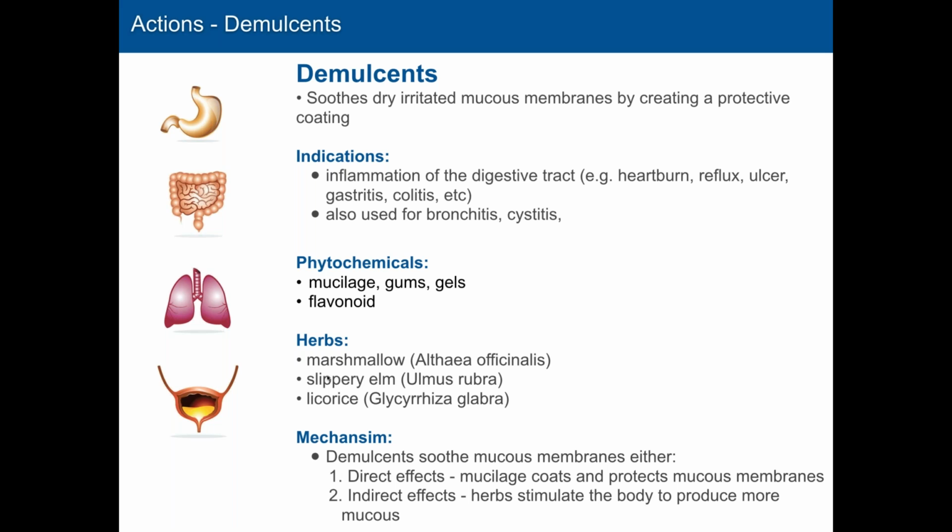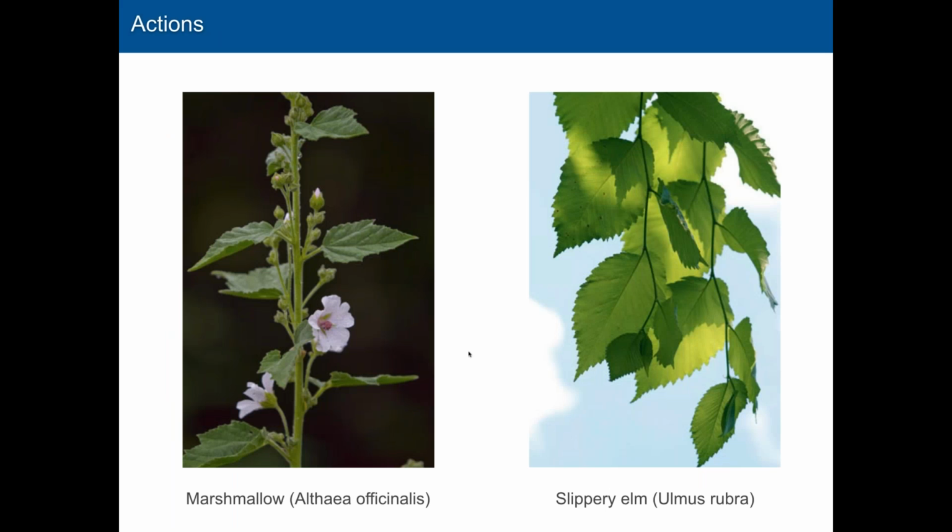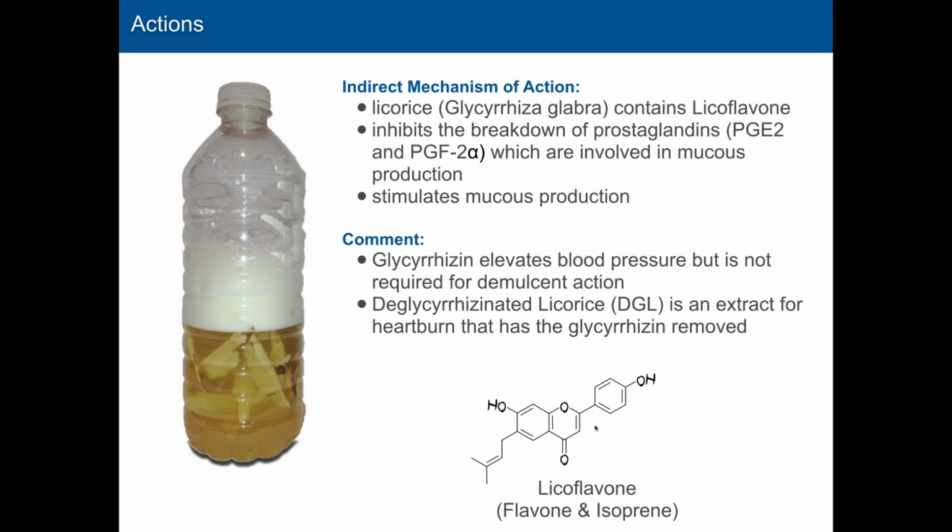So both marshmallow, slippery elm, and licorice, they all help protect those mucous membranes, but one does it directly by coating them with mucilage. The other one does it by stimulating mucus production. Okay, pretty cool stuff. So there's marshmallow and slippery elm. I use both of those in practice. Slippery elm root or leaf can be used, and tends to be more cost effective than the slippery elm powder.